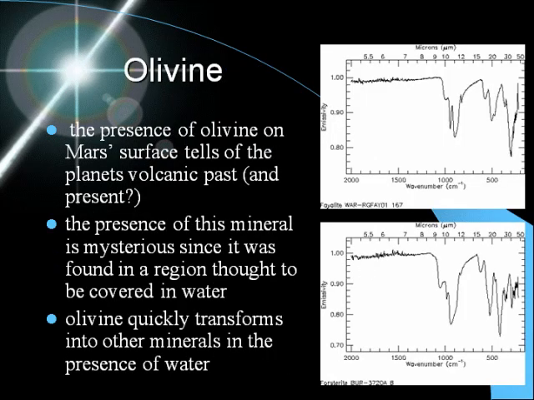Olivine is a volcanic mineral. Olivine usually breaks down in the presence of water. So its presence tells us just the opposite, that probably water has not been in that location for very long, because olivine would have converted to other elements, if water had been very recent.